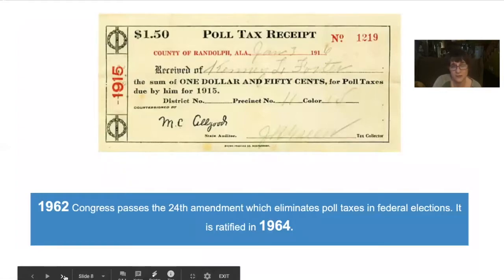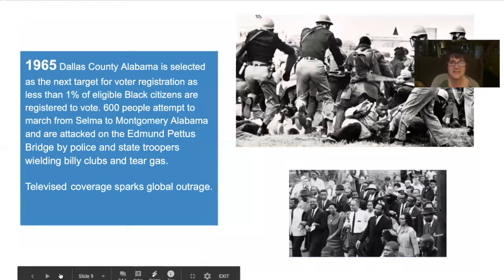In 1962, Congress passes the 24th Amendment, which eliminates poll taxes in federal elections, and it is ratified in 1964. 1965, in Dallas County, Alabama, it's selected as the next target for voter registration as less than 1% of eligible Black citizens are registered to vote. 600 people attempt to march from Selma to Montgomery, Alabama, and are attacked on the Edmund Pettus Bridge by police and state troopers wielding billy clubs and tear gas. Televised coverage of the event sparks global outrage.